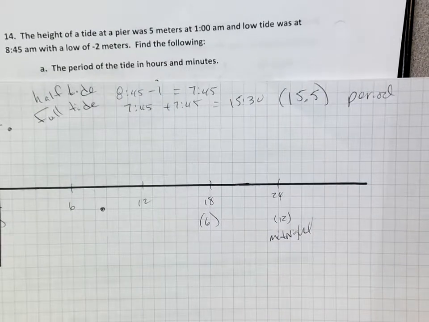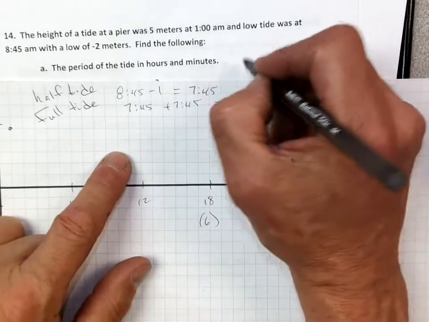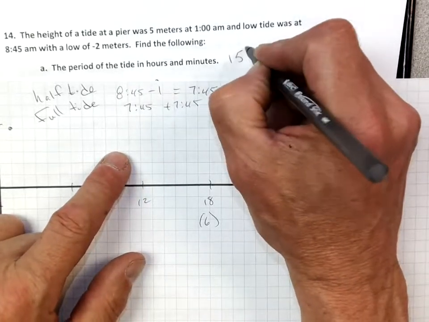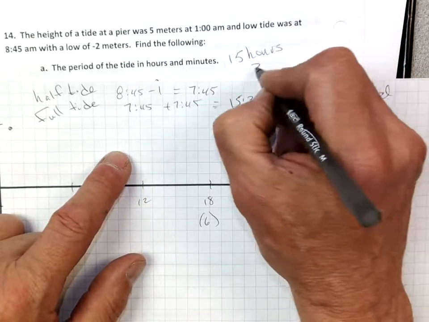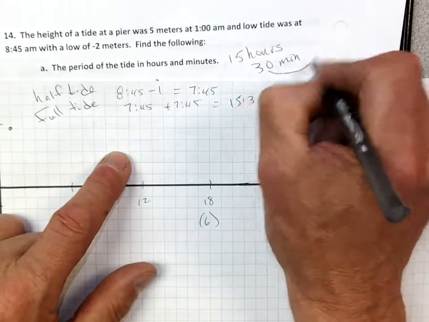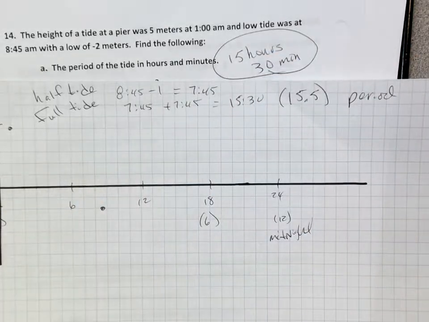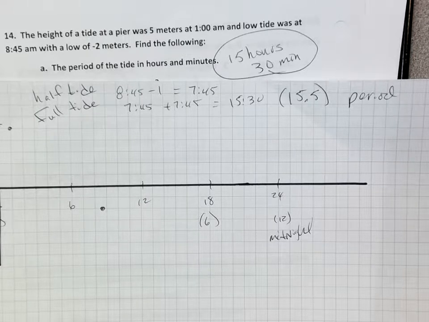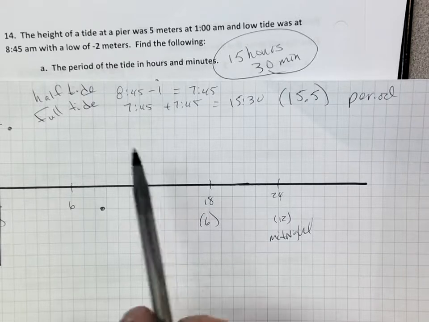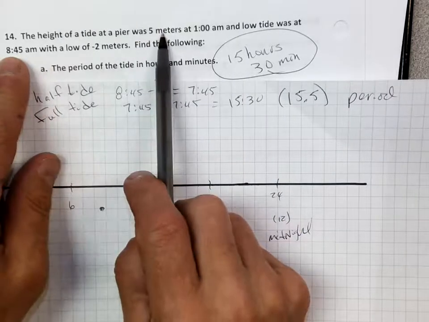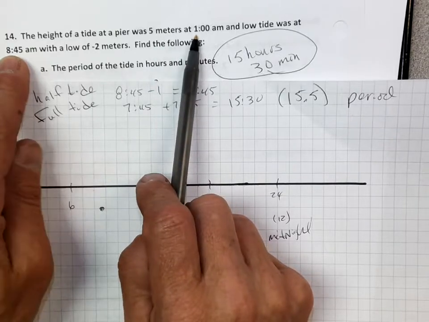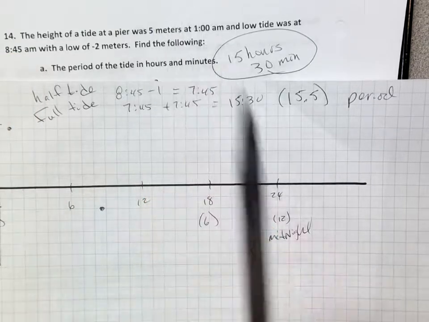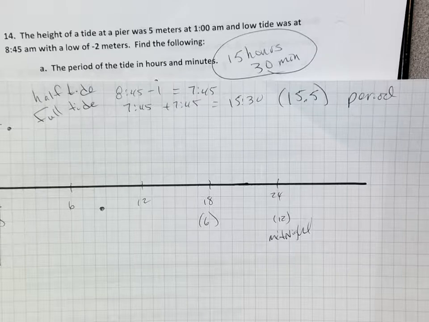So the period, I've got it. I already got it. Period in hours and minutes, that's going to be 15 hours and 30 minutes. Got that, okay? Does that make sense? Like Elijah said, just subtract the biggest from the smallest, and that gives you the half tide, and double it, right? Biggest time minus smallest time gives you the half tide, high to low, and then double it so you go high to high. Gerardo, how am I doing?